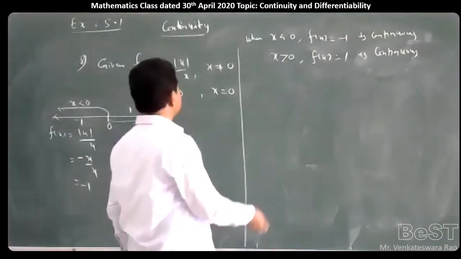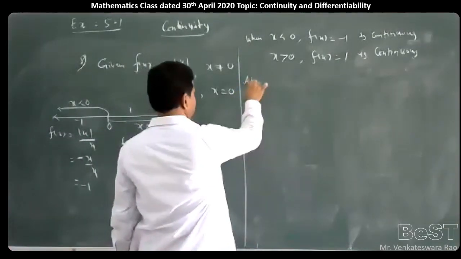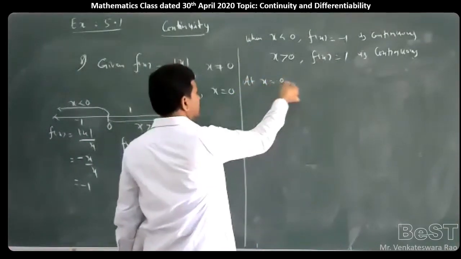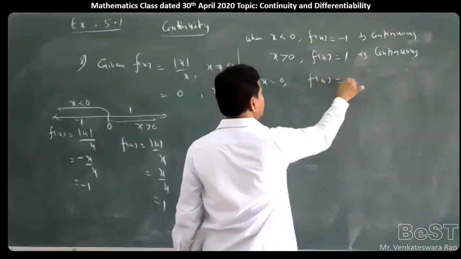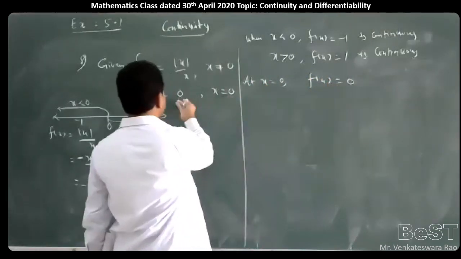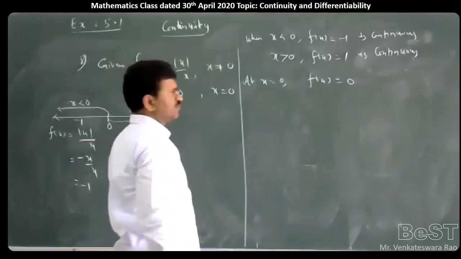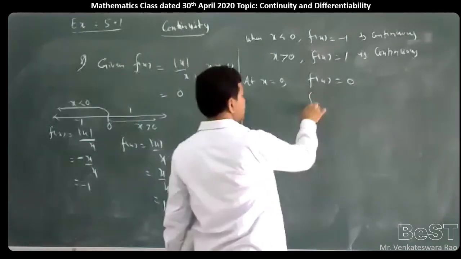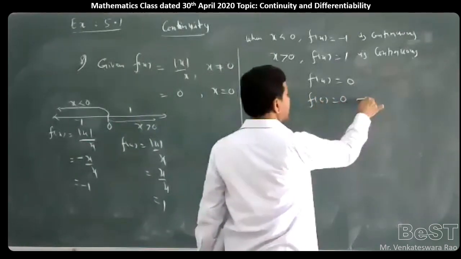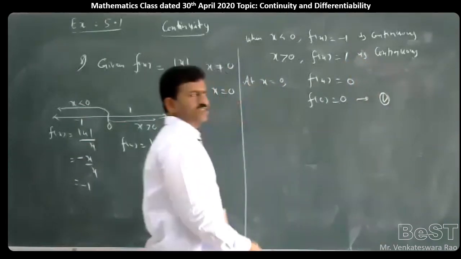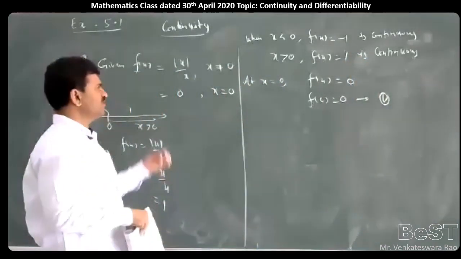At x equal to 0, what is given to you? The f of x value is 0. It is directly given that at x equal to 0, the function value is 0. f of 0 is 0. Let this be equation 1: f of 0 is 0, function value 0.